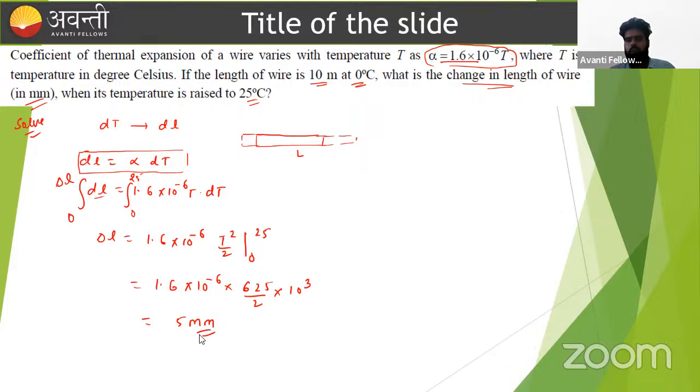Okay, so comment in the comment box, beta, I hope 5 mm, that is the change in length. If the problem asks for the final length, then what is the answer? Original length is 10 meter, so the final length will become 10 plus 0.005. I hope this is clear, beta. Okay, so we have to understand what is asked in the problem and why we use integration here.